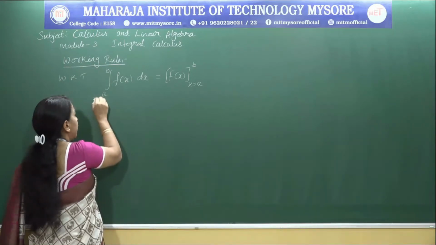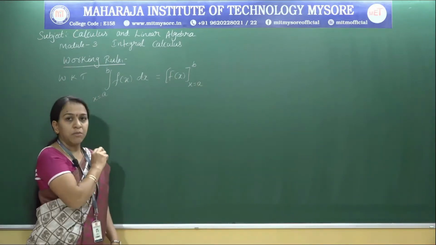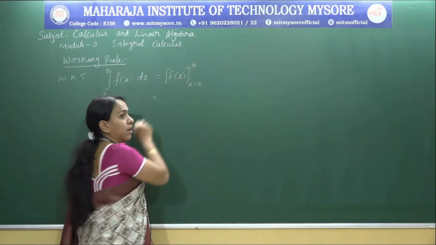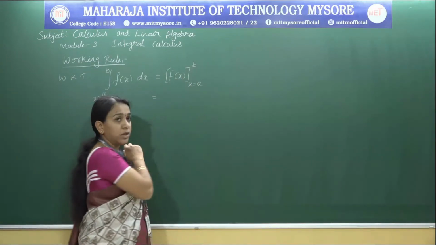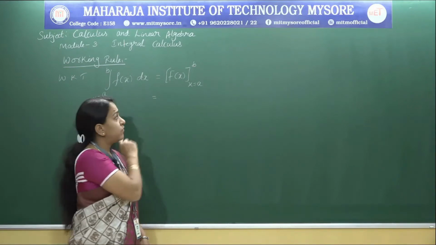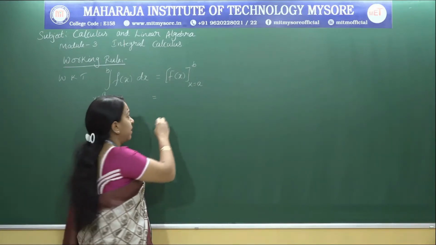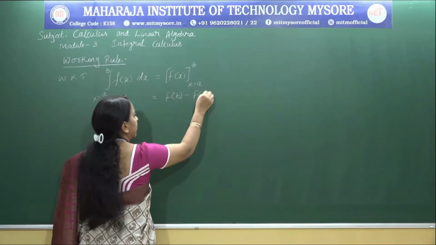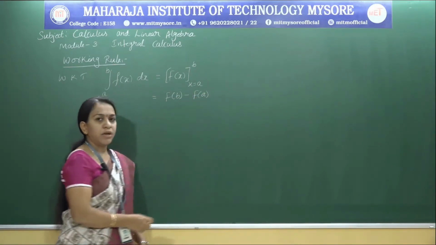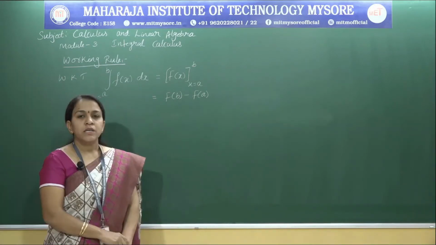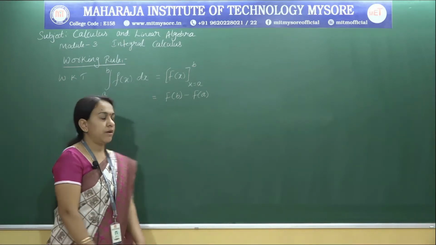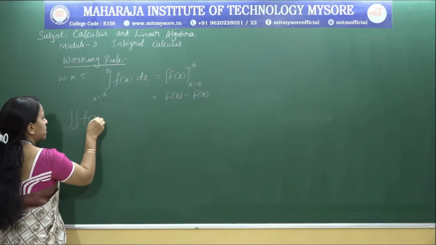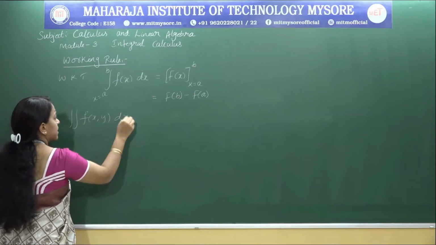So x varies from a to b, where a and b are constant limits. So we know that b is the upper limit and a is the lower limit. So we should apply the limits, first upper limit minus lower limit, that is f of b minus f of a, and that will be a finite result. Okay. Similarly, consider a double integral of f of x y dx dy.